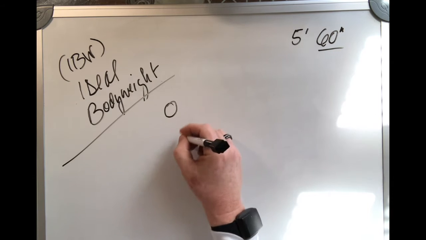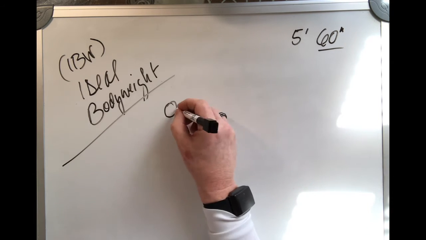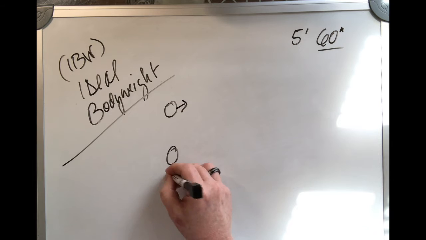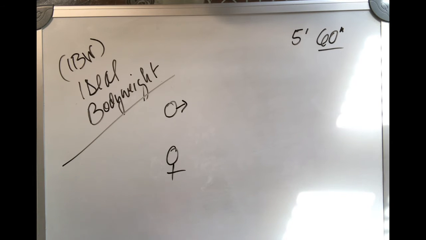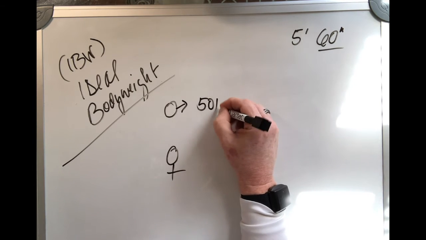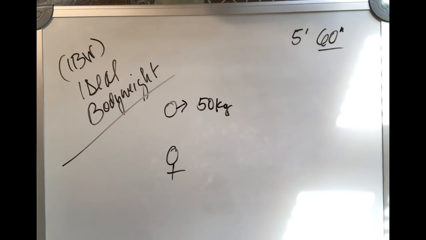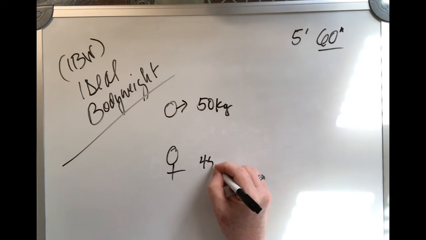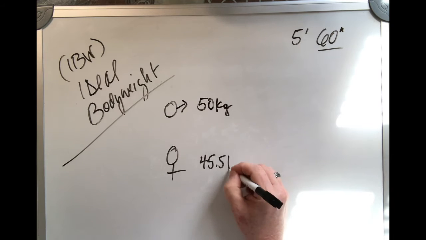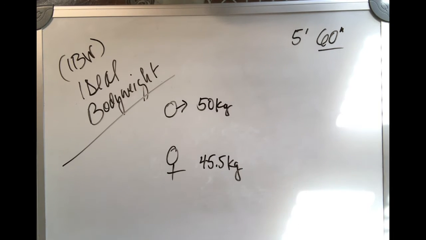All right, so there's two different formulas, but they are very, very similar. You have a male formula and you have a female formula. In males, we always start at 50 kilos, and in females, we always start at 45.5 kilos. And then what we want is the number of inches that the patient stands above 5 feet. So that's really, really simple to get to.